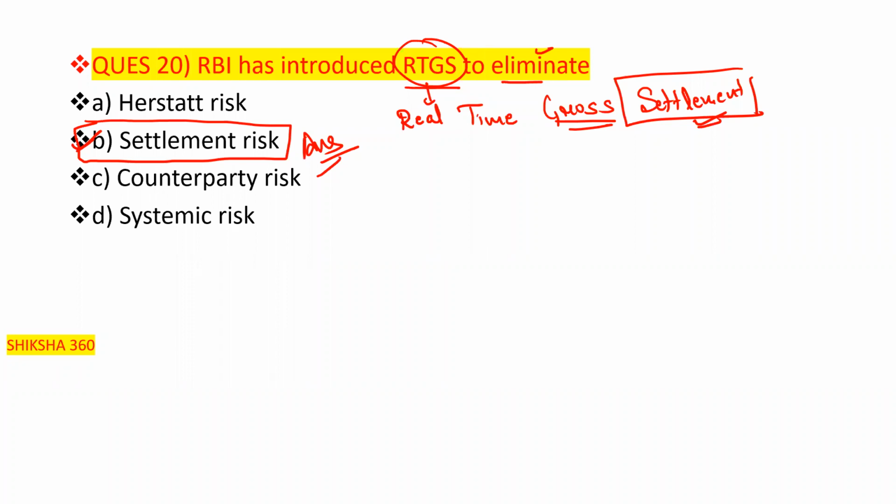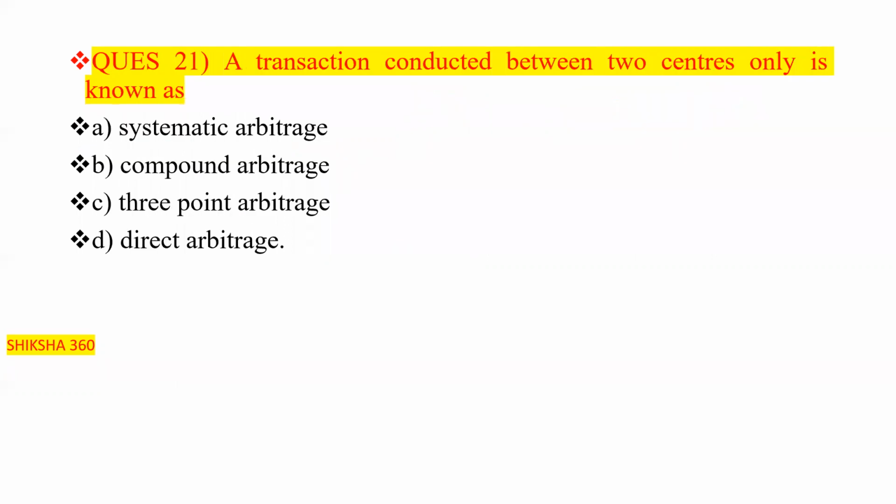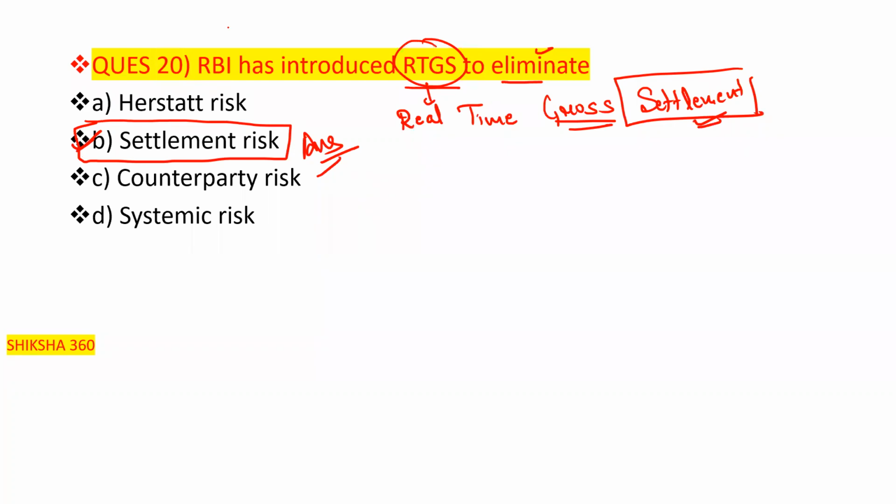Now move to the next question, question number 21. A transaction conducted between two centers only, it is known as. Here Herstatt risk is also similar to the settlement risk, but more appropriately we will go with the settlement risk. Herstatt is a specific case, and if they are not mentioning the settlement, then we will go with that. Otherwise, this one is the most appropriate answer.